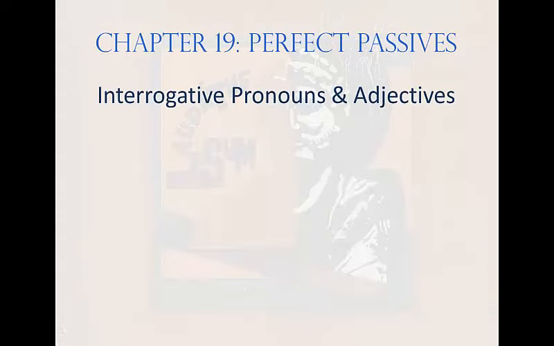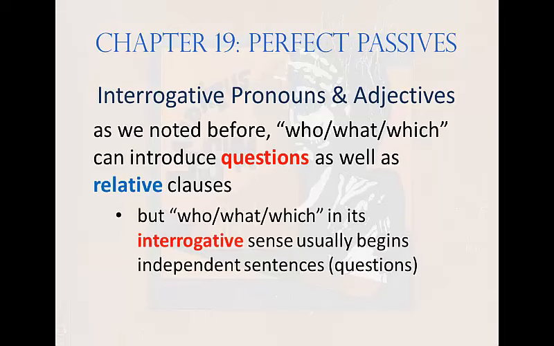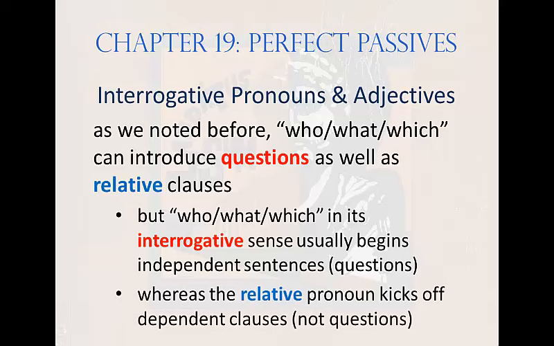The final part of the grammar in this lesson addresses the interrogative pronoun and adjective, that is, words that introduce questions. As we noted before, words like who, what, and which can introduce questions as well as relative clauses. But when who, what, or which is used in its interrogative sense, it usually begins an independent sentence, a question, whereas when it's used as a relative pronoun, it begins a clause which cannot stand alone.